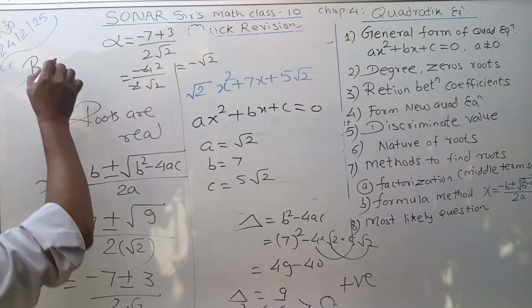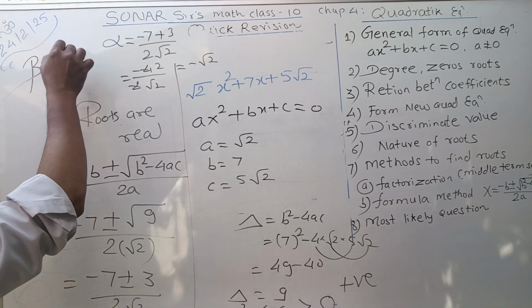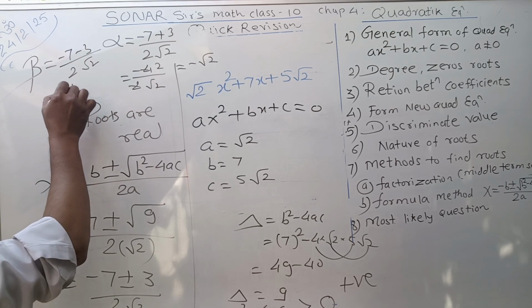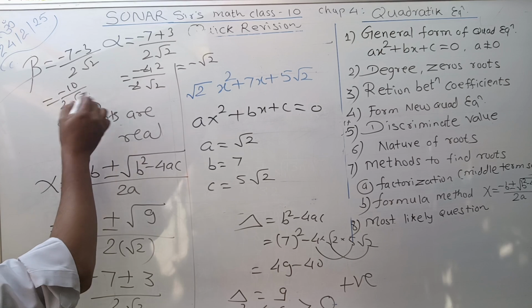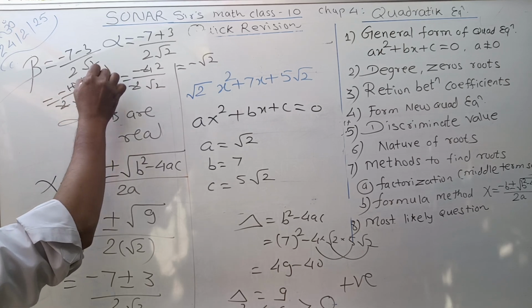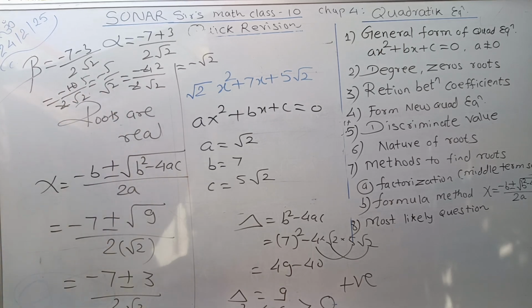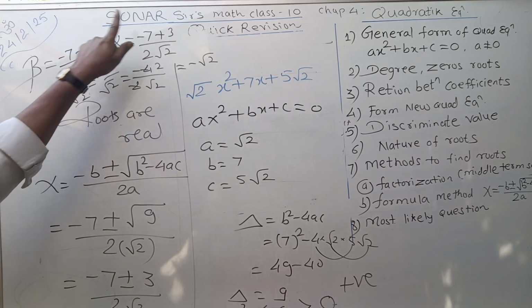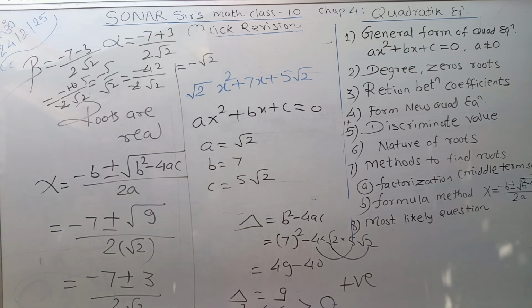What about the second root? We have to subtract this. So minus 7 minus 3 upon 2 root 2. Again this becomes minus 10 upon 2 root 2. Then 2 ones are 2 and 2 fives are 10, that is minus 5 upon root 2. So these are the zeros. This is beta and this one is alpha.